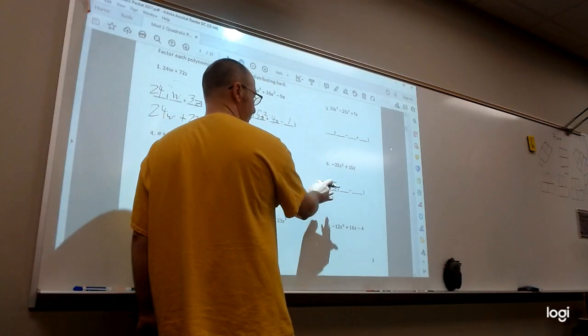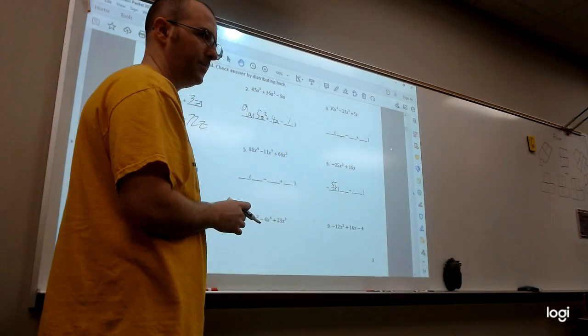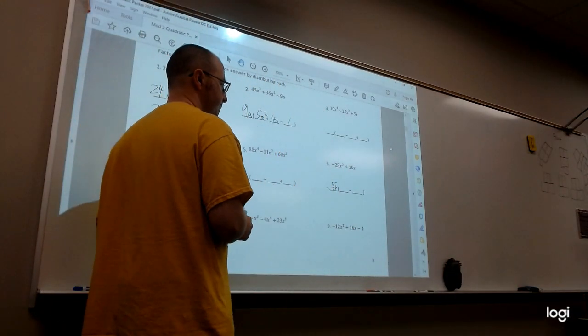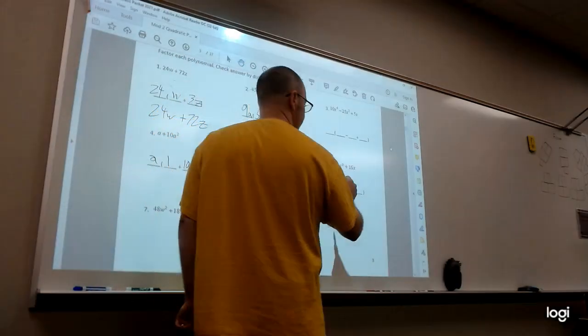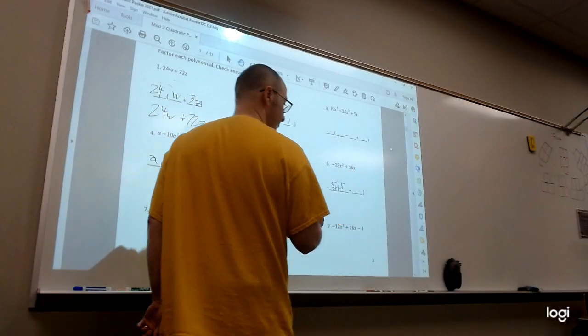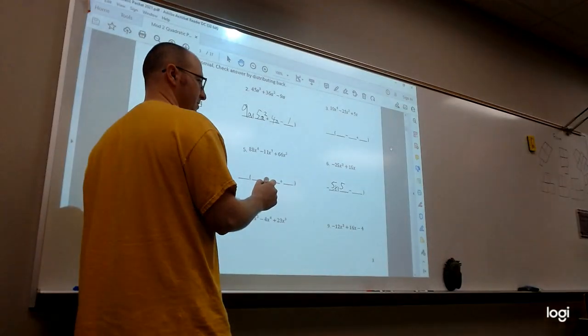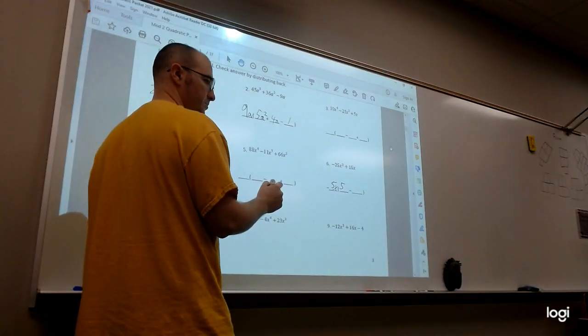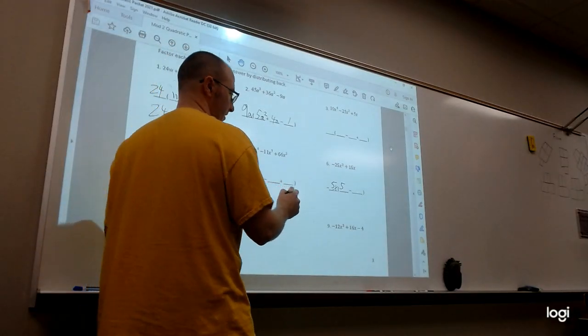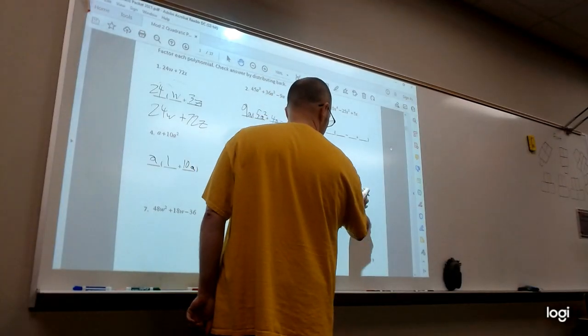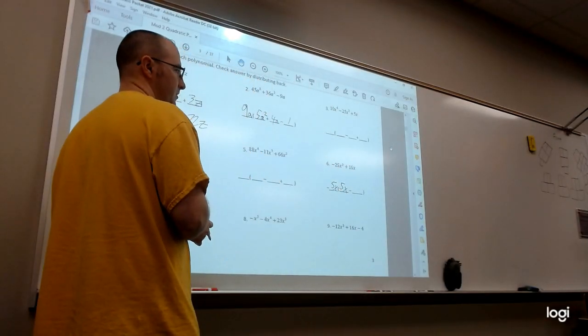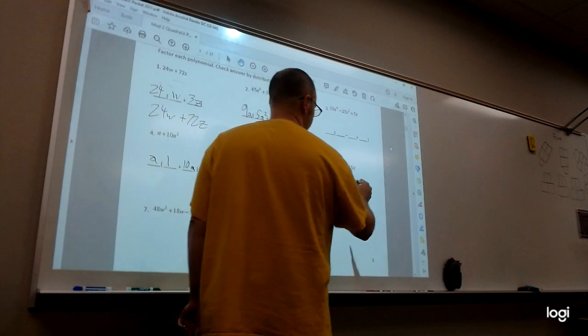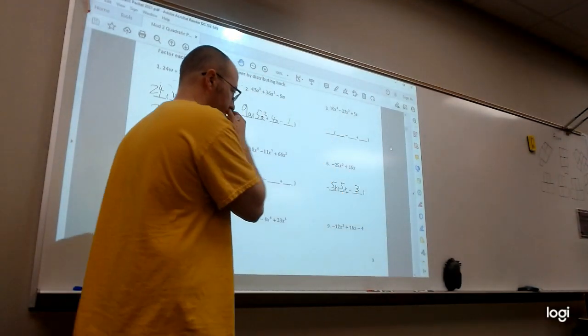How do we make negative 5 into a negative 25x squared? It multiplies by 5. Negative 5x times 5 is negative 25x. So what's that got to be? Yeah, it's got to be 5x. Okay, and then this is going to be minus what? Yeah, minus 3. Good. 5x minus 3.